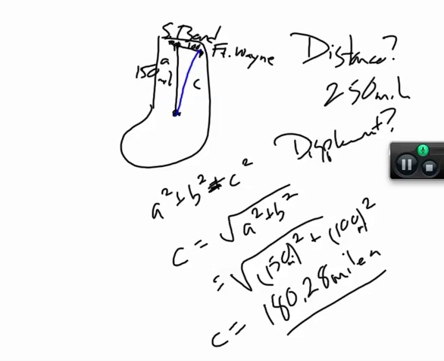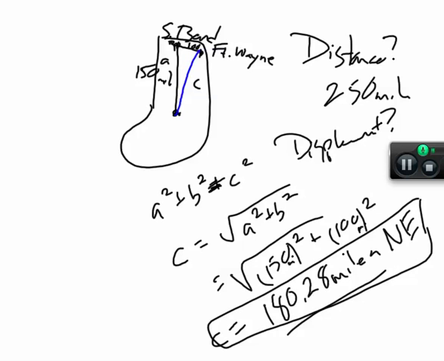Oh, it needs a direction. What is the direction? Northeast. North by northeast. Good. North or north by northeast. Yep. So it has direction. So this is our displacement. And that's how you figure that out.